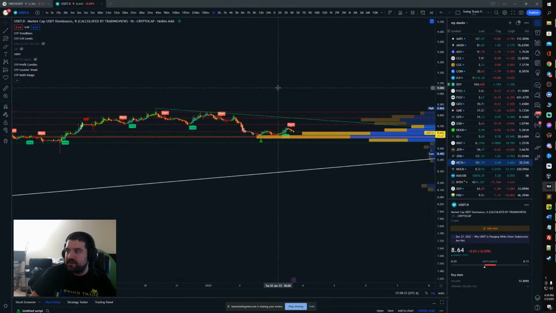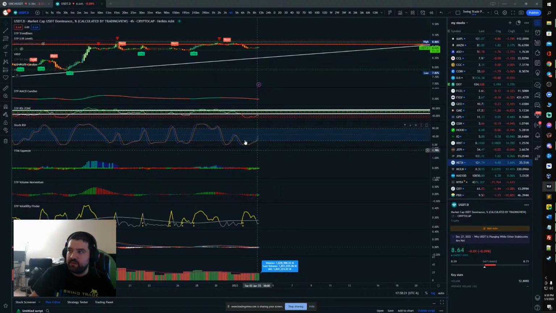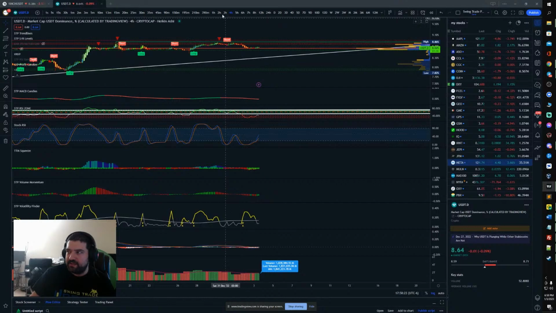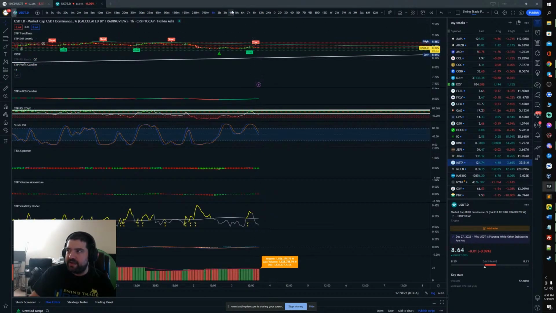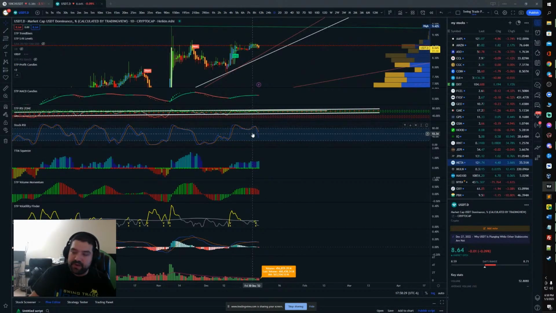Right. So currently, we are showing some signs of tether dominance going down on the hour and the 4 hour. Well, the 4 hour chart's kind of conflicting with the hourly, right? So the hourly is pointing down, the 4 hour is pointing up. Let's go to the daily chart. The daily's pointing down. So we have daily pointing down, 4 hour pointing up, and hourly pointing down. That means over the course of the next hour or 2, maybe we get some downside.